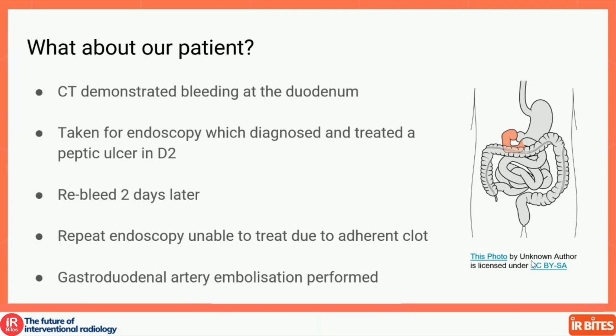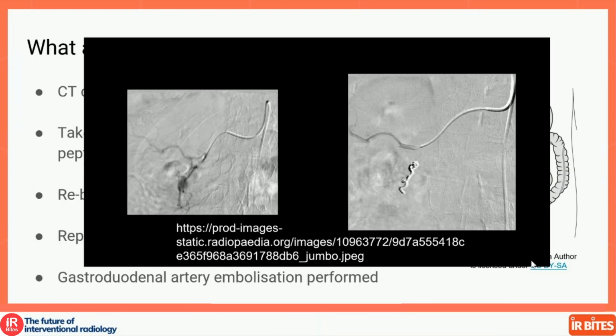She went straight for a relook scope, but the scopist wasn't able to treat any further because the clot was so adherent and stuck down to the ulcer that they couldn't get at it. There wasn't any active bleeding at the time of the scope, and she'd stabilised with some resuscitation and things. So she was monitored overnight, and a kind of relatively elective empirical gastroduodenal artery embolization was performed the next day. And here are some pictures.